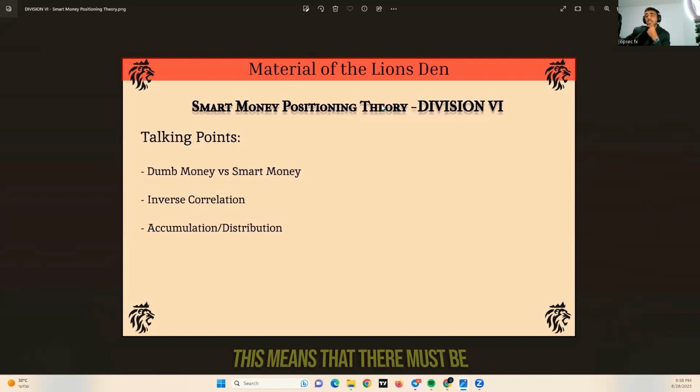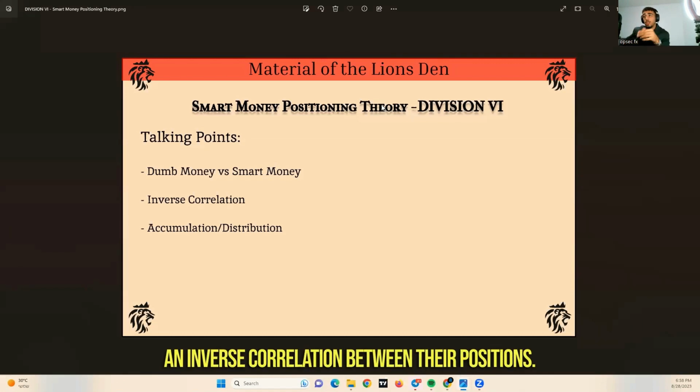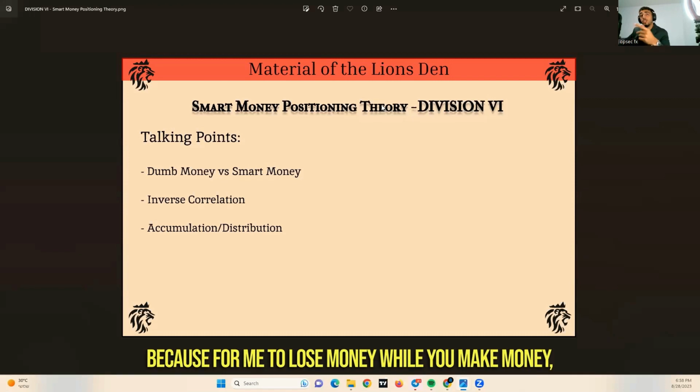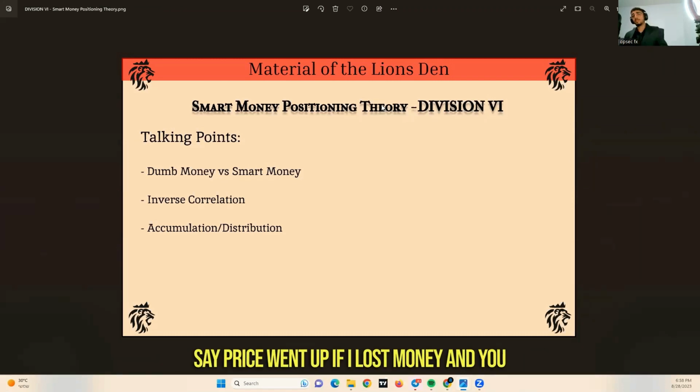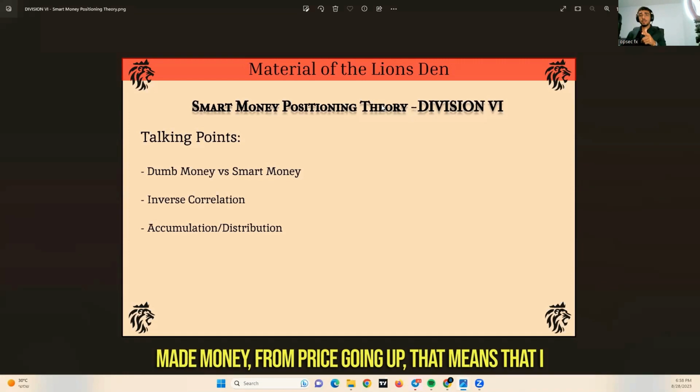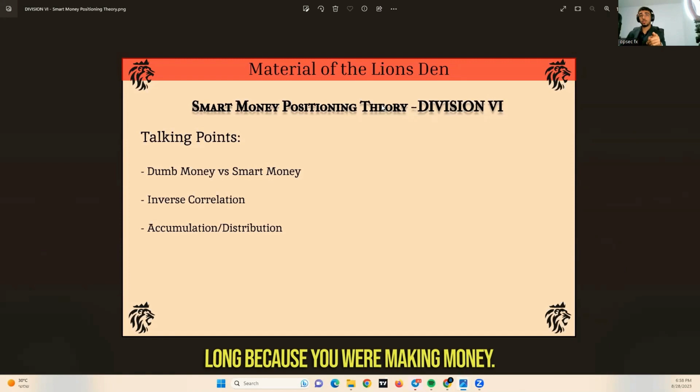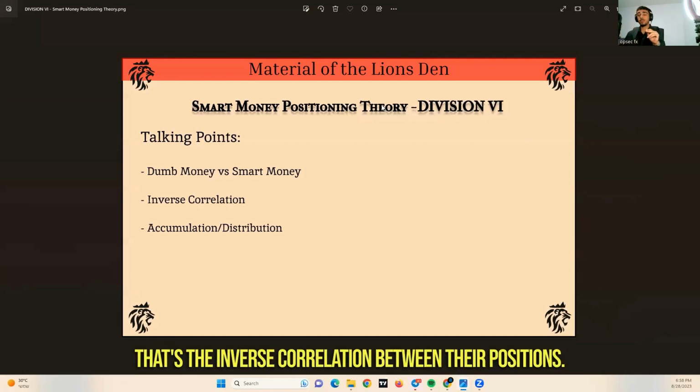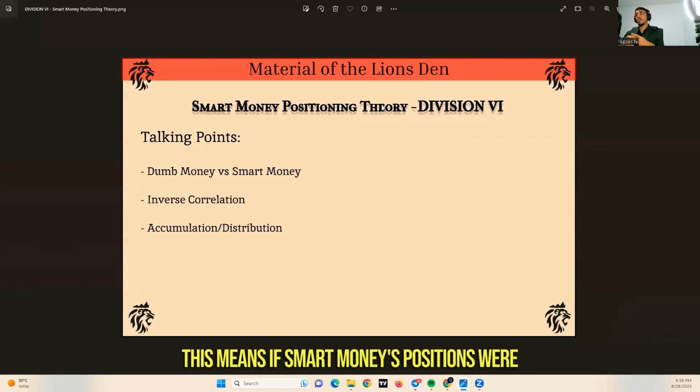Now, what does this mean? This means that there must be an inverse correlation between their positions, because for me to lose money while you make money, say price went up. If I lost money and you made money from price going up, that means that I was short because I was losing money, and you were long because you were making money. That is smart money versus dumb money. If price went up, dumb money was short, smart money was long. That's the inverse correlation between their positions. This means if smart money's positions were overly long, then dumb money's positions were overly short.